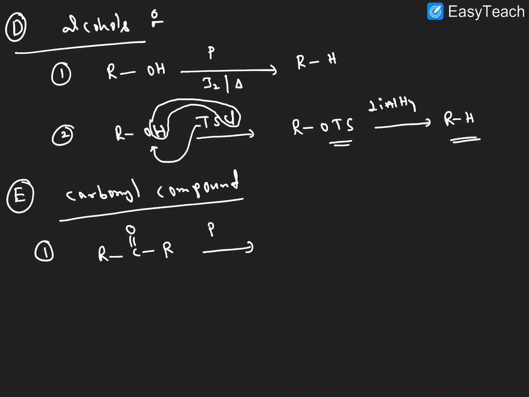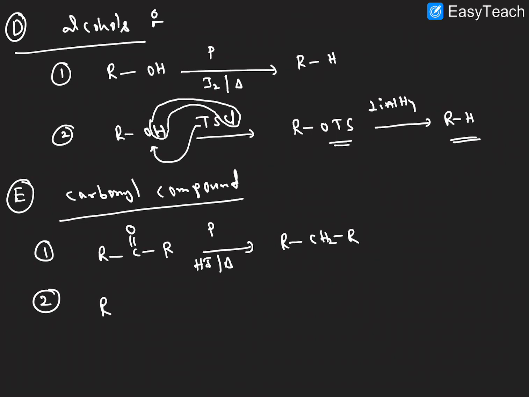The ketone is treated with red phosphorus in the presence of HI at high temperature. Reduction takes place, and C double bond O is converted into CH2. This is one of the methods for conversion of a carbonyl compound to a hydrocarbon. And a very good reagent is there, that is Clemmensen reduction. What is the Clemmensen reduction? A carbonyl compound is treated with zinc amalgam in the presence of concentrated HCl to form a hydrocarbon.